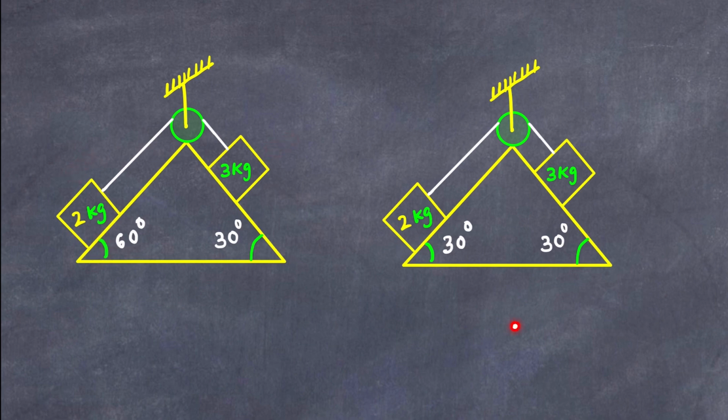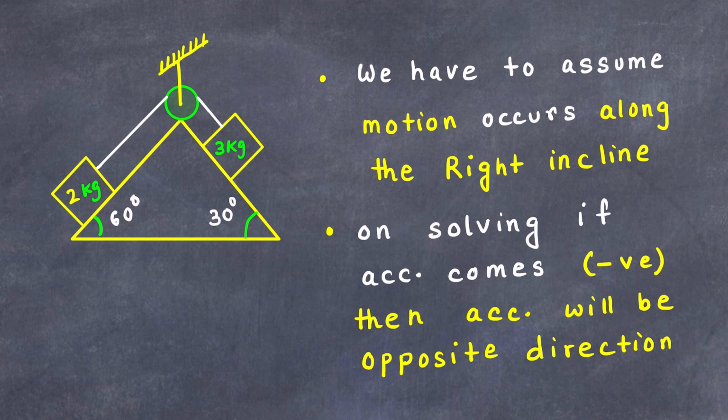In the case where the angles of the incline were the same, we could directly say that the 3 kg mass was greater than the 2 kg mass, so the 3 kg mass will move downward and the 2 kg mass will move upward. But in the case where the angles are different, over here the angle is 30 degrees and over here the angle is 60 degrees, so the angles are different. Here we cannot directly say that because the 3 kg is greater than the 2 kg, it will go downward or upward. So in order to solve this kind of problem where the angles of the incline are different, we have to assume that the motion will occur down the right incline.